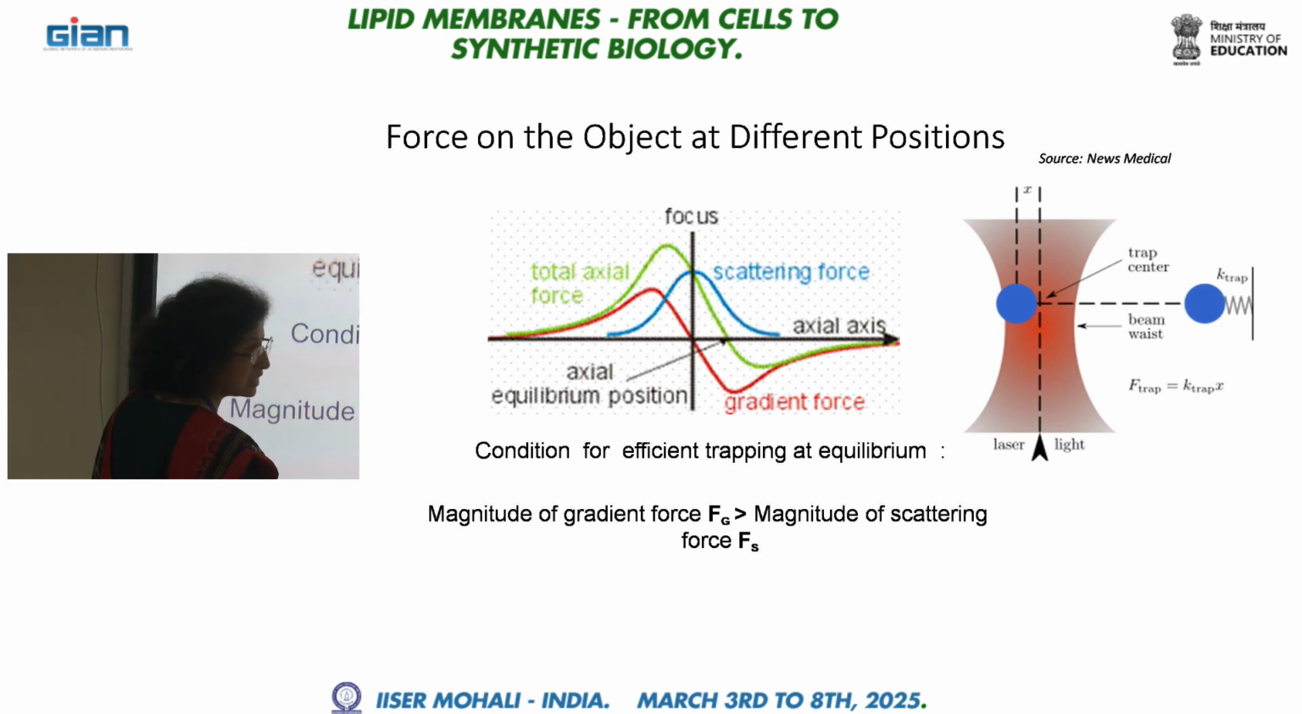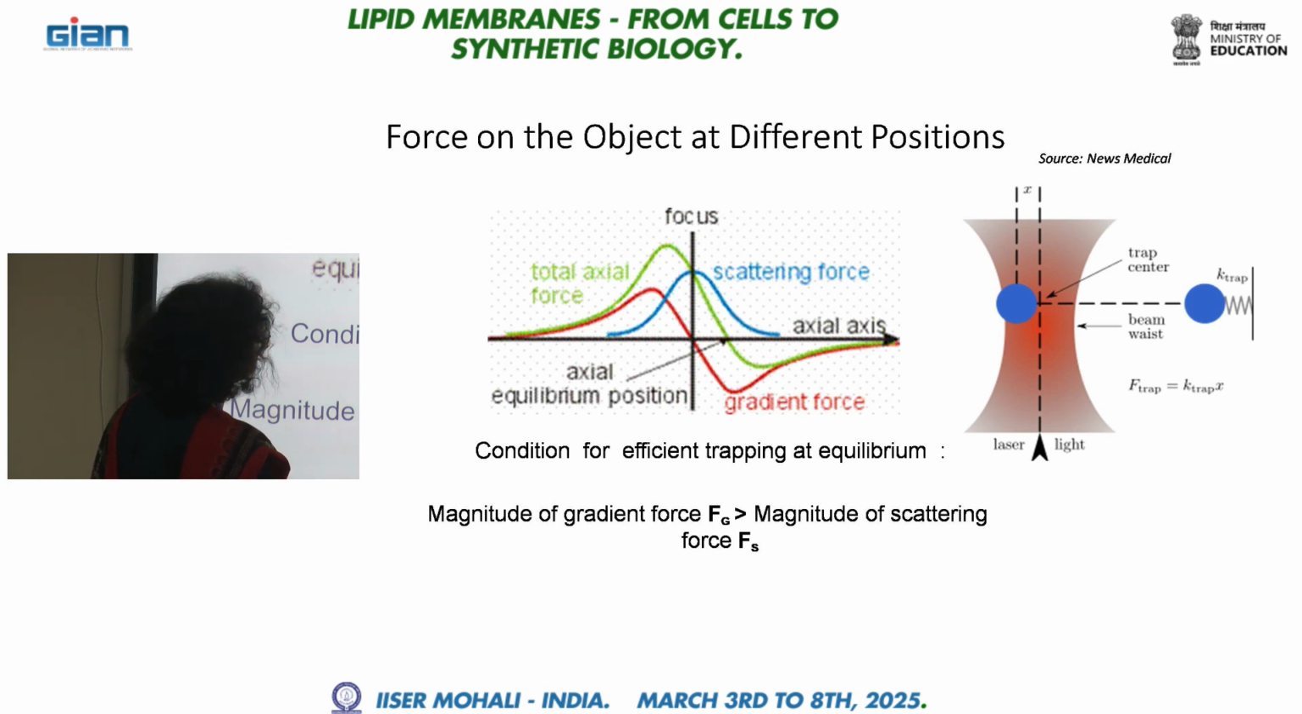Of course, it changes direction, because over here it will be towards the focus. Once you are beyond the focus, it's again going to be towards the focus. So the direction has changed. So the total force is going to be essentially this green line, and you can see this is the point where you find there is no force acting on the particle.